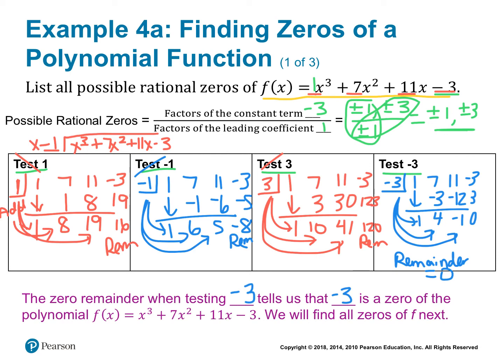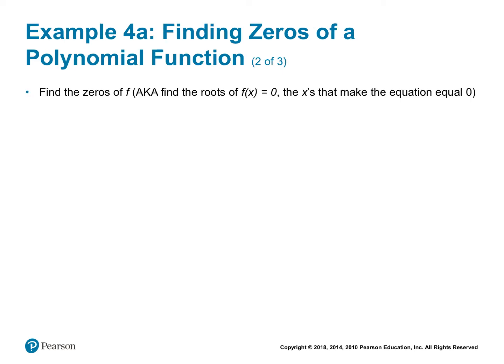Now we're going to find all the zeros of that function next. So we found one of the zeros. Now we're going to see if we can find some more. Okay, so again, we're trying to find all the zeros of f that will make this equal to 0.